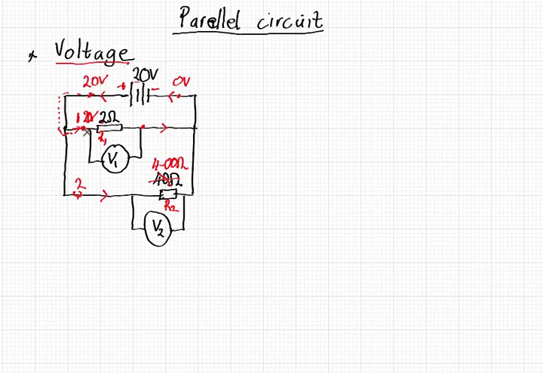So on this part, it has 20. It uses all its voltage or the energy, right? Then at this point it is 0 volts. So the voltage across here, V1, is equal to 20, right?